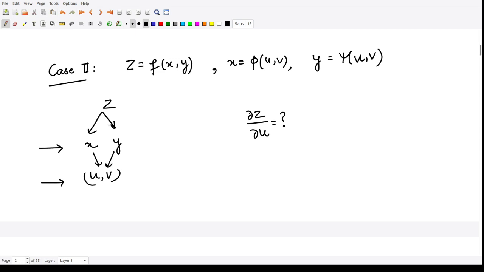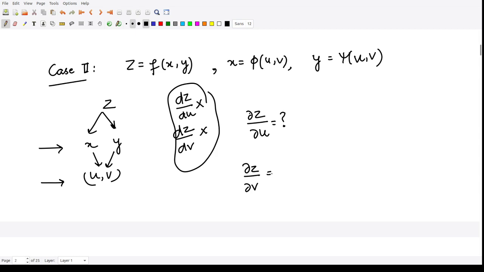So in effect, whenever you wanted to calculate del z by del u, it would be the partial derivative and not the complete derivative. And so that means you cannot calculate dz by du in this case, and you cannot calculate dz by dv in this case as well. So what can we calculate? We can calculate the partial derivative of z with respect to u and with respect to v. And what would be these two?